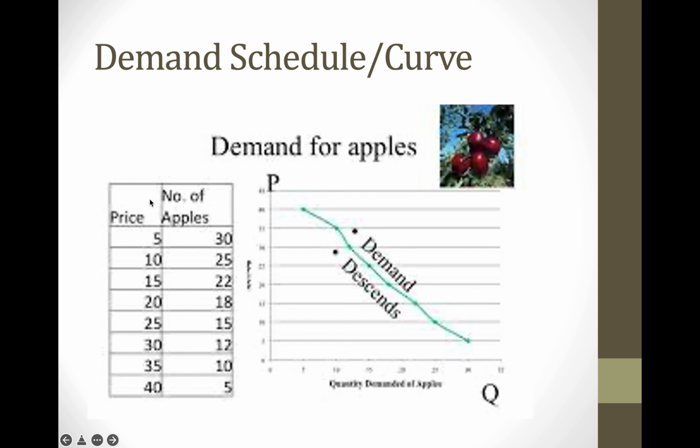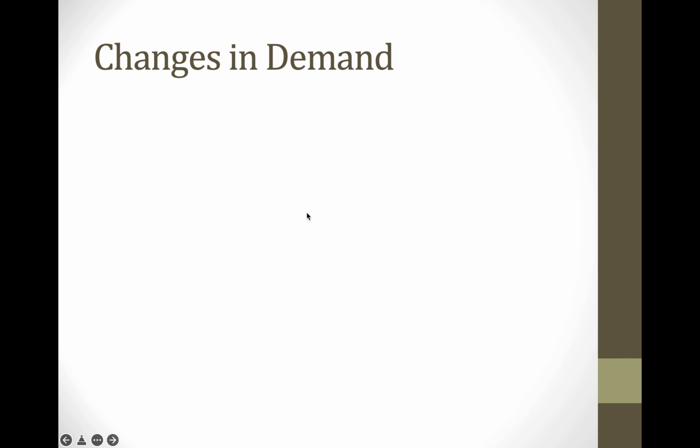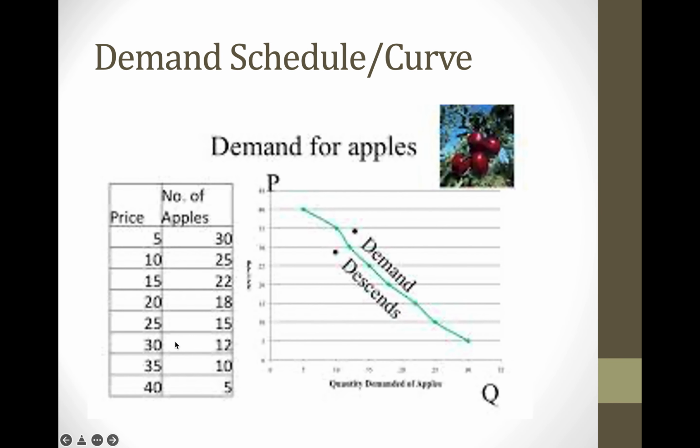It is a list of all the price and quantity that you are willing and able to purchase of apples for this month. So we take the information from the schedule, plot each individual point, and then we connect the dots, and that gives us our demand curve. So the demand curve is a graphic illustration of the demand schedule.